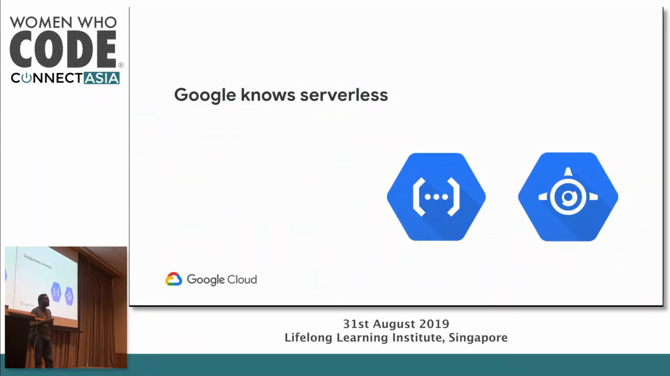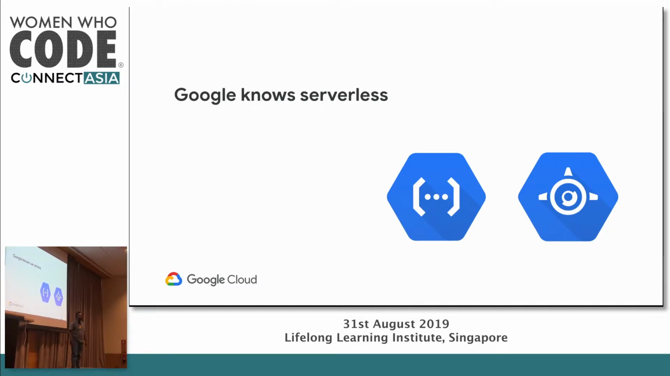So we know a thing or two about serverless. Can anyone tell me what these two logos mean? Or has anyone used either one of these services before? Do you know what it's called? Okay, so the one on the left is Cloud Functions, and the one on the right is App Engine. For anyone who has used Heroku, App Engine is very similar to Heroku. App Engine is platform as a service, and Cloud Functions is functions as a service.